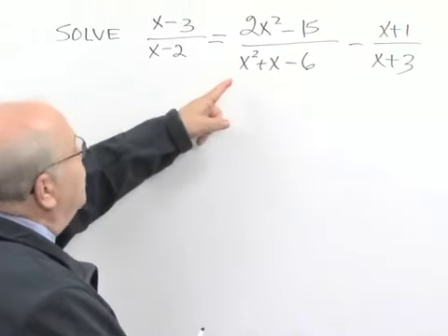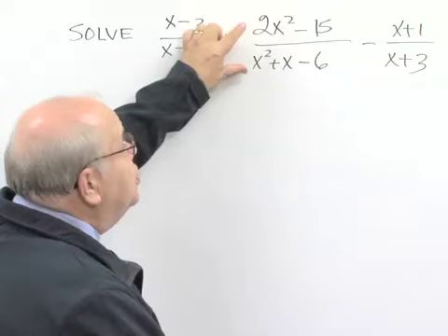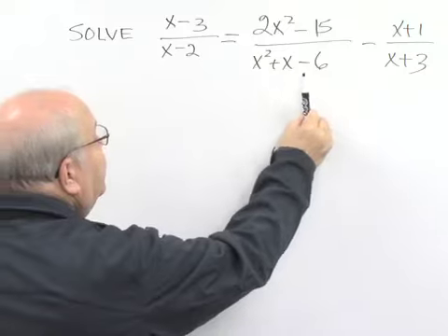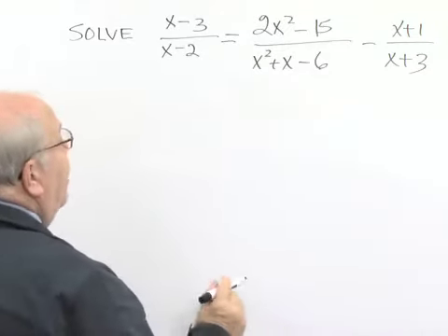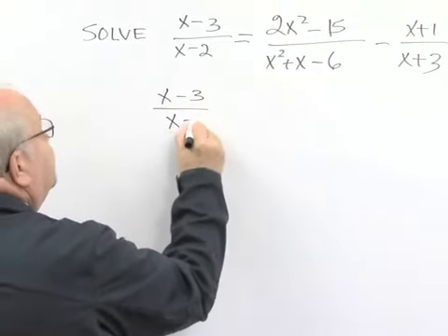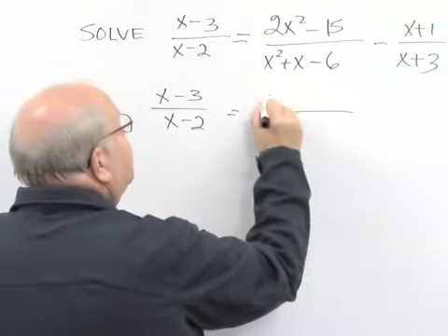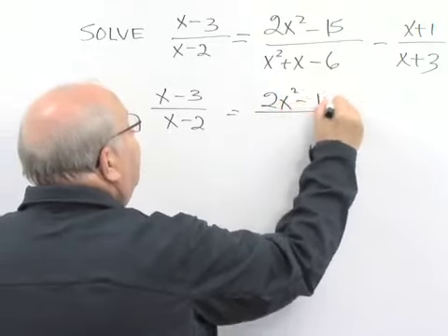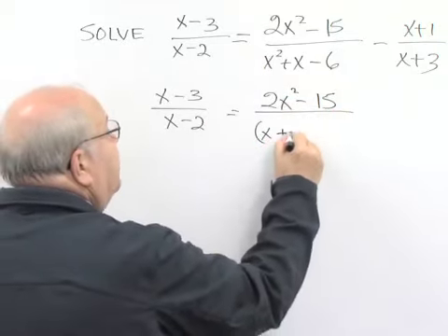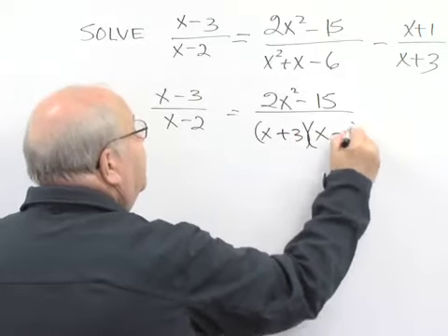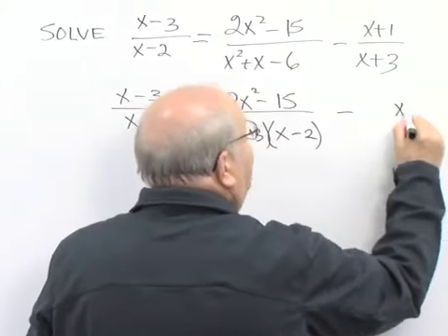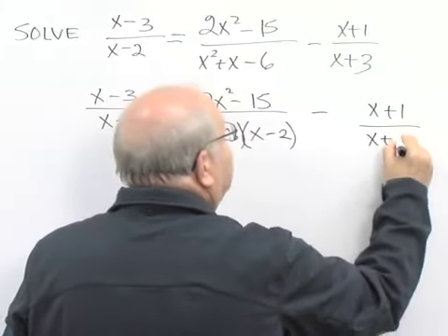We see that this first expression that can be factored in the denominator has x squared plus x minus 6. No other denominators require any factoring. So we have x minus 3 over x minus 2 equals this fraction, 2x squared minus 15 in the numerator. We factor x squared plus x minus 6 into x plus 3 times x minus 2. And then we're going to subtract this fraction here with x plus 1 over x plus 3.